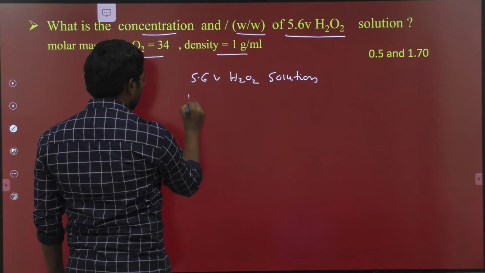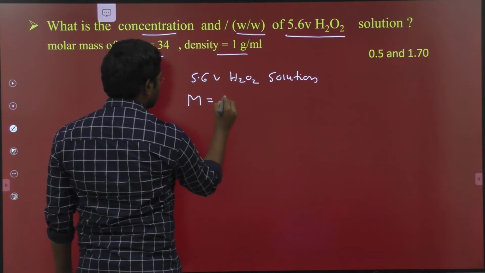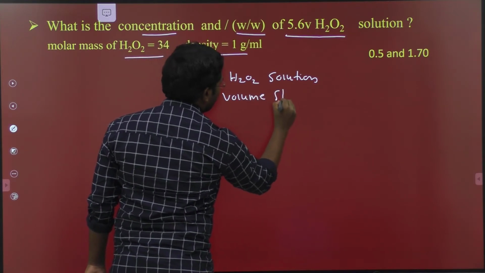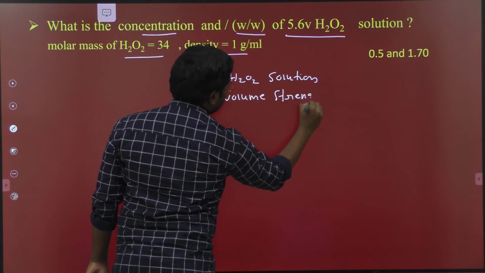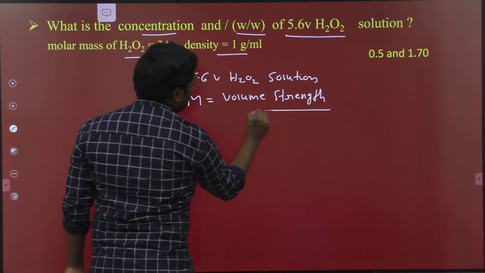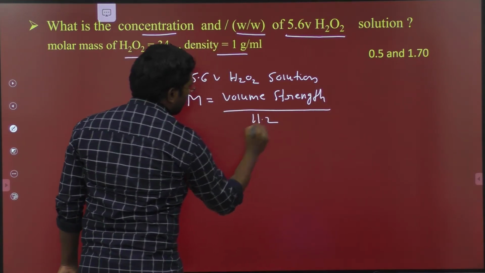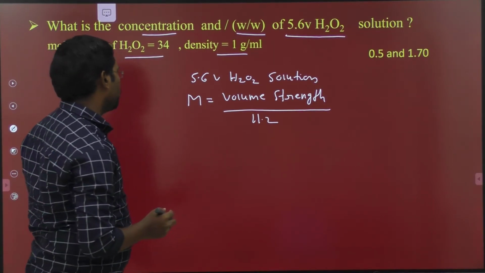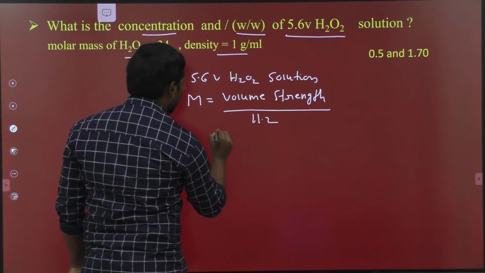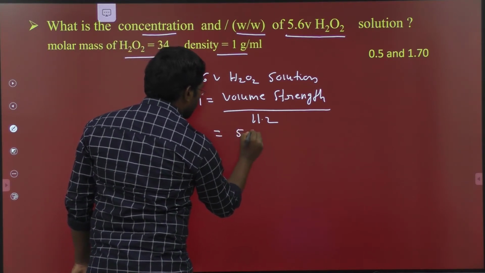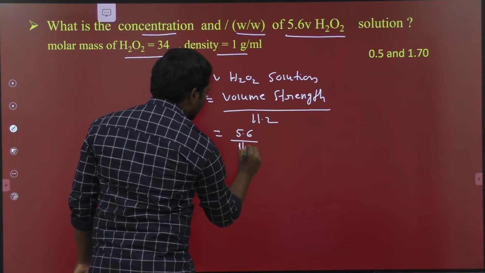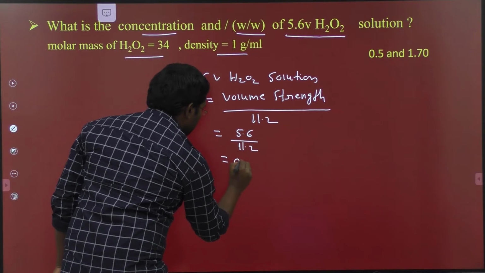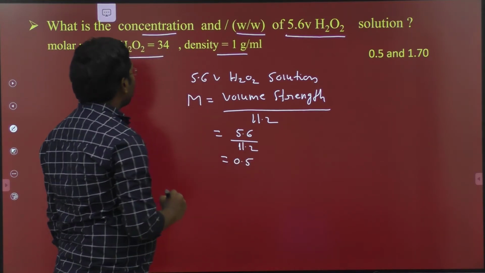In the case of hydrogen peroxide, molarity can be defined as its volume strength divided by 11.2. This is the formula for calculation of molarity in the case of hydrogen peroxide. The volume strength of hydrogen peroxide is 5.6, so 5.6 by 11.2 is equal to 0.5. So this is the concentration.